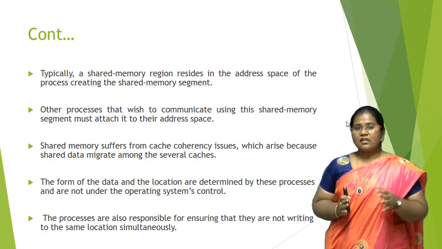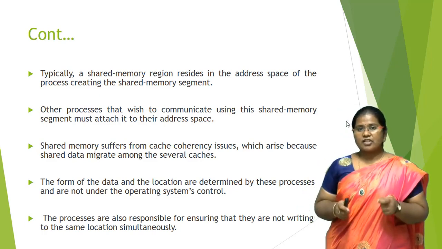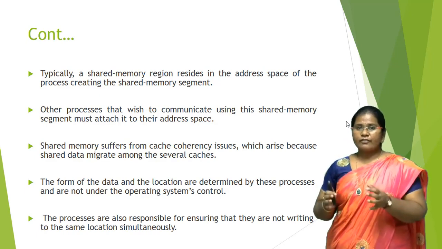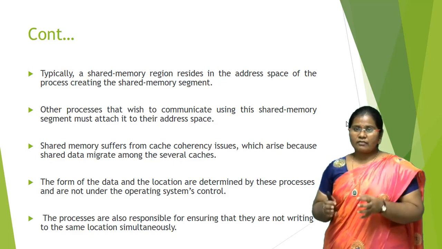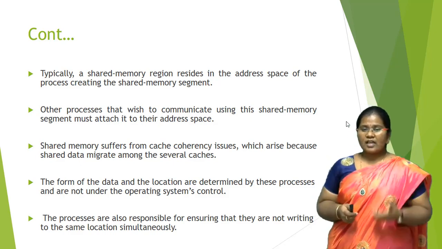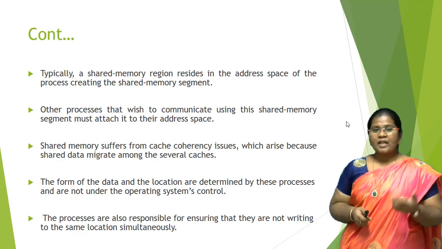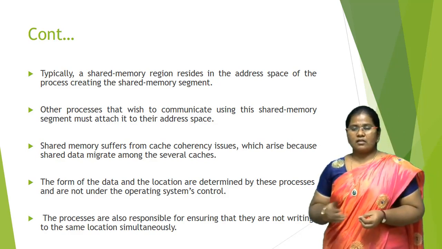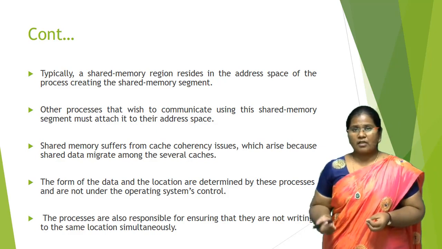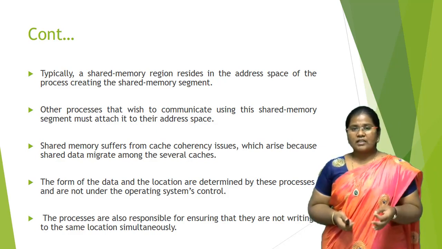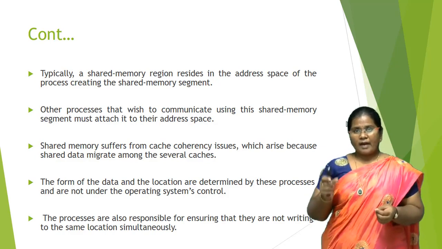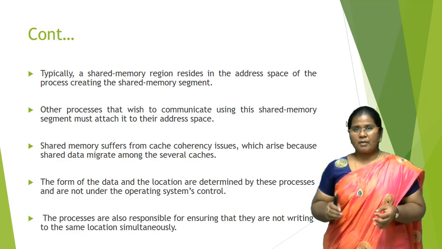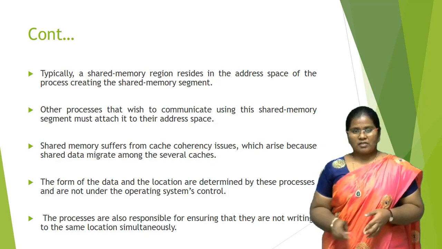Then, where is this shared memory region present? It will be present in the memory allocated for one of the processes. Process A will have some memory in your main memory, and process B will also be allocated some memory in main memory. In that case, either some part of process A's memory or some part of process B's memory may be allocated as a shared memory segment.